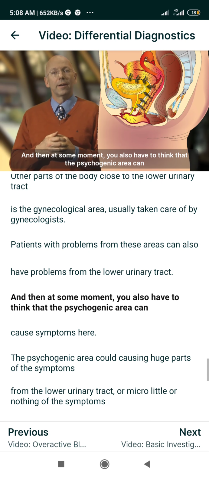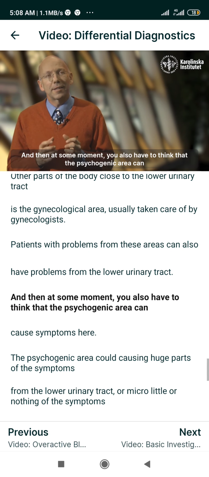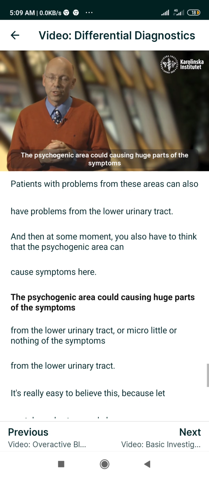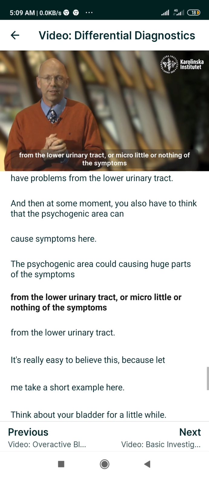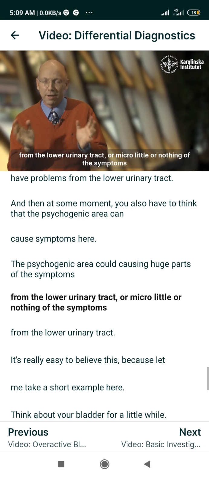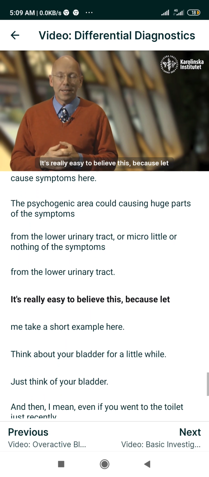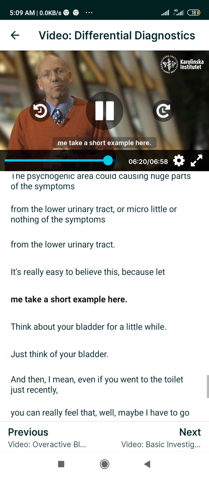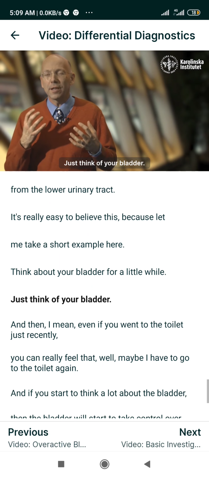And then at some moment you also have to think that the psychogenic area can cause symptoms here. The psychogenic area could cause huge parts of the symptoms from the lower urinary tract, or a little or nothing of the symptoms. It's really easy to believe this, because let me take a short example here. Think about your bladder for a little while. Just think of your bladder.